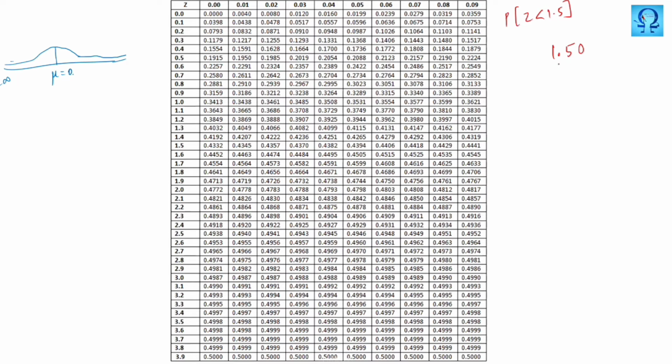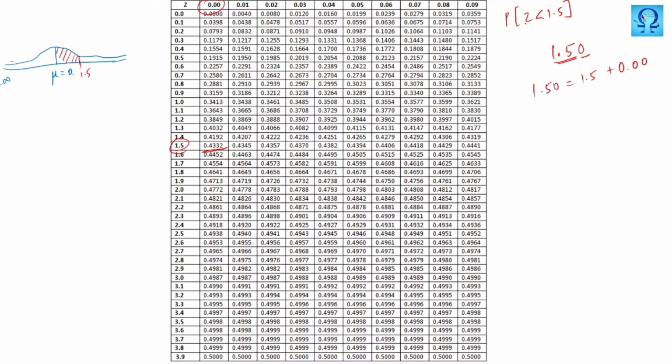The first two digits you will have to see on the left side. Here is where your 1.5 is. The next digit is 0, which means this 1.50 you are writing as 1.5 plus 0.00. So your 0.00 is here, right? The intersection point is this. So this is your probability, the one you have considered.